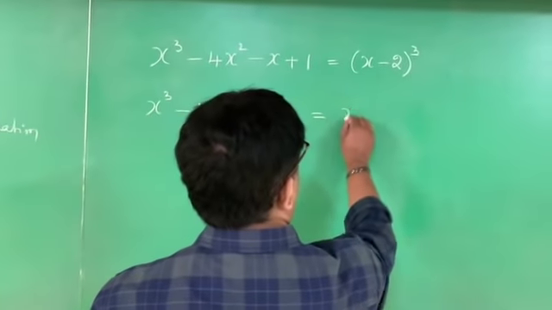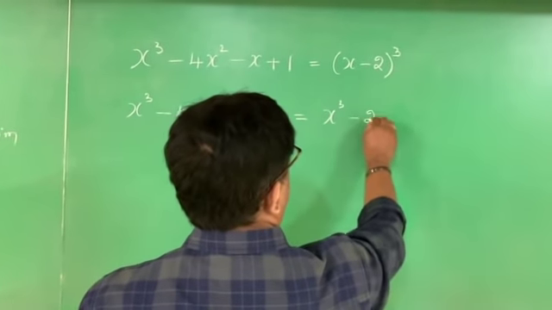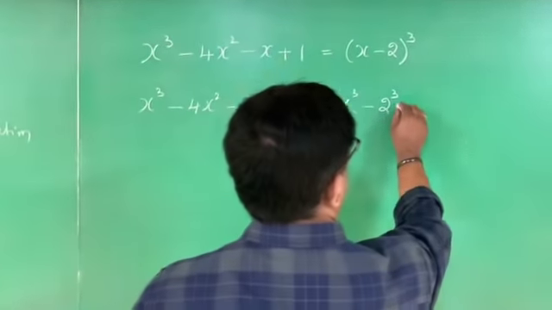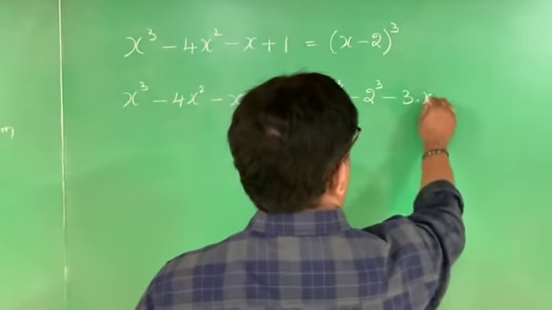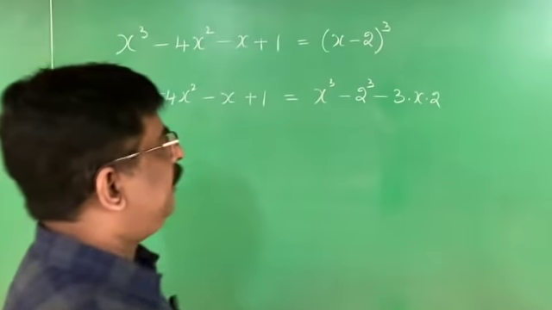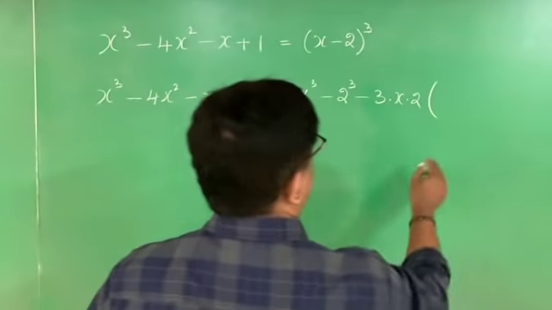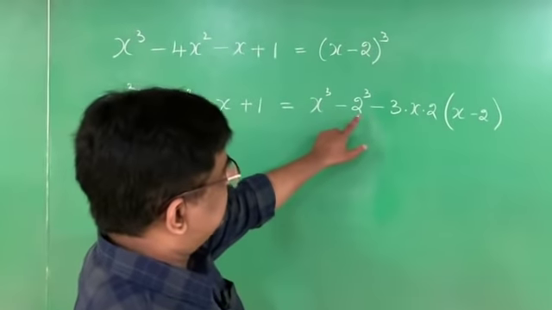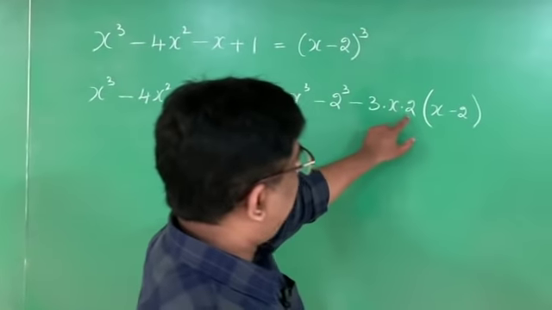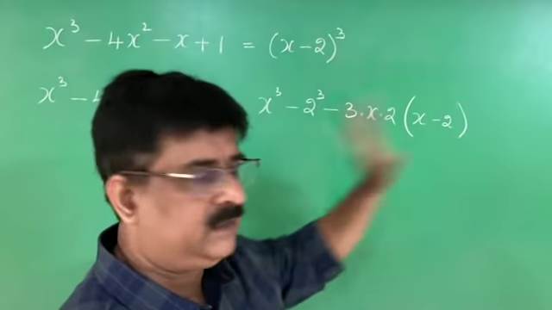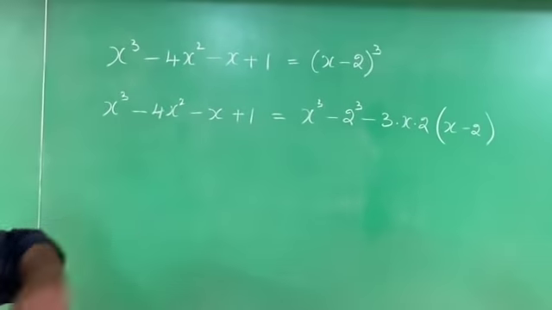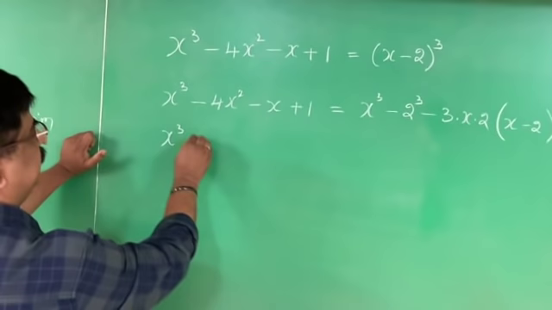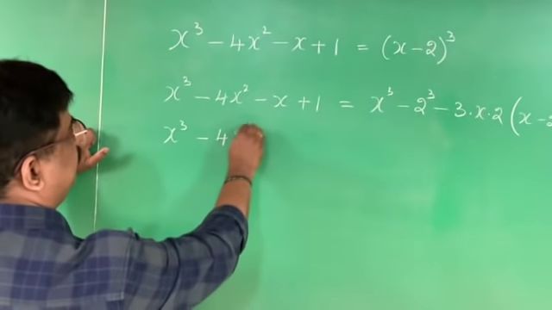a cube minus b cube minus 3ab into a minus b. So x cube minus 2 cube minus 3 into x into 2 into x minus 2. That is the formula. Since there is a bracket there, the next step is removal of that bracket. I write the LHS as it is.